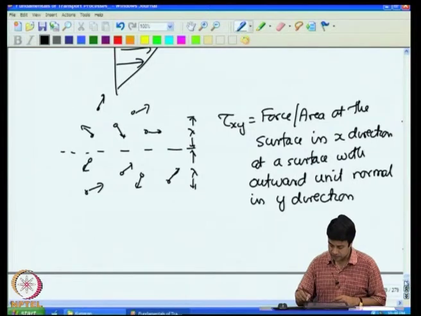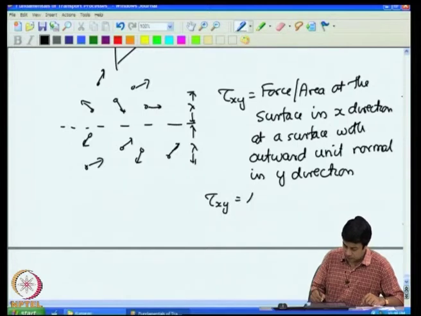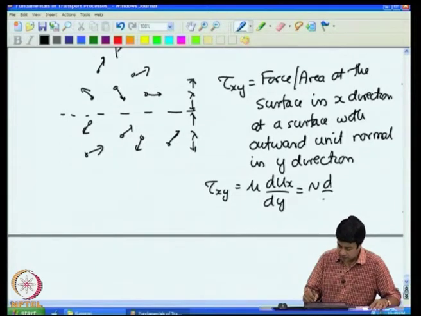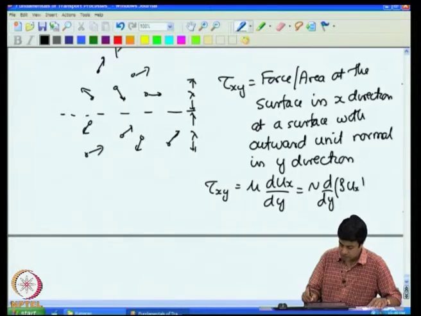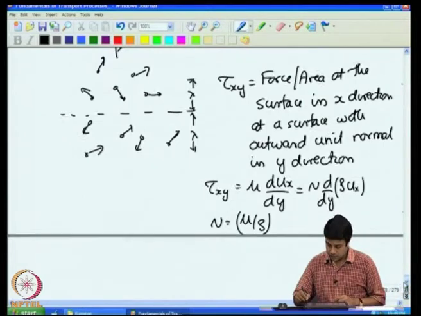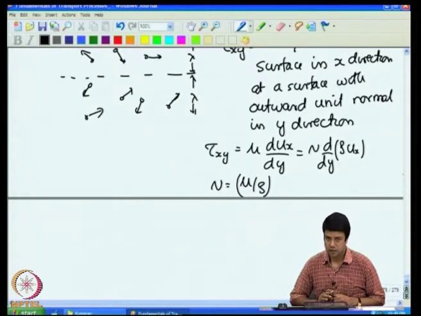Okay. So, we use the same convention, and this can be written as tau xy is equal to mu times dux by dy. Okay. I can also write this as the kinematic viscosity times d by dy of rho times ux, okay, where nu is equal to mu by rho. Once again, the kinematic viscosity is a momentum diffusivity. It has dimensions of length square per unit time. The thermal diffusivity has dimensions of length square per unit time. The mass diffusivity also has dimensions of length square per unit time.